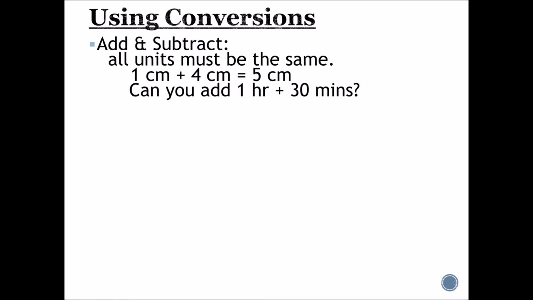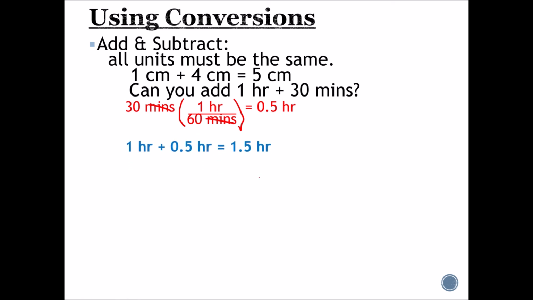You can use conversions in this simple math, adding and subtracting. When you do this, you have to make sure that all units are the same. So for example, can you add 1 hour and 30 minutes? You can't do that simply. You have to convert to the same unit. Yes, you can say 1.5 hours, but for consistency here, convert 30 minutes to hours. So 30 minutes times 1 hour is equivalent to 60 minutes. So 30 divided by 60 gives me half an hour. Now I can add 1 plus 0.5 and get 1.5 hours.